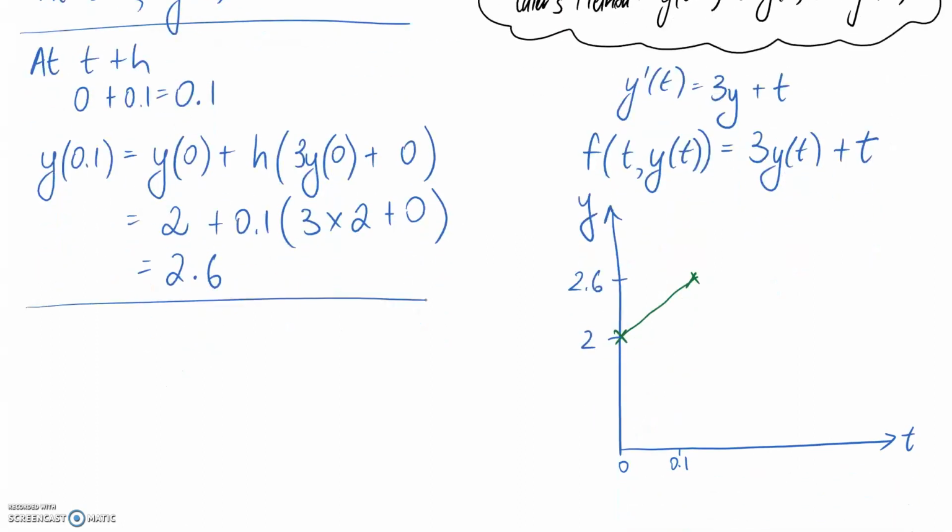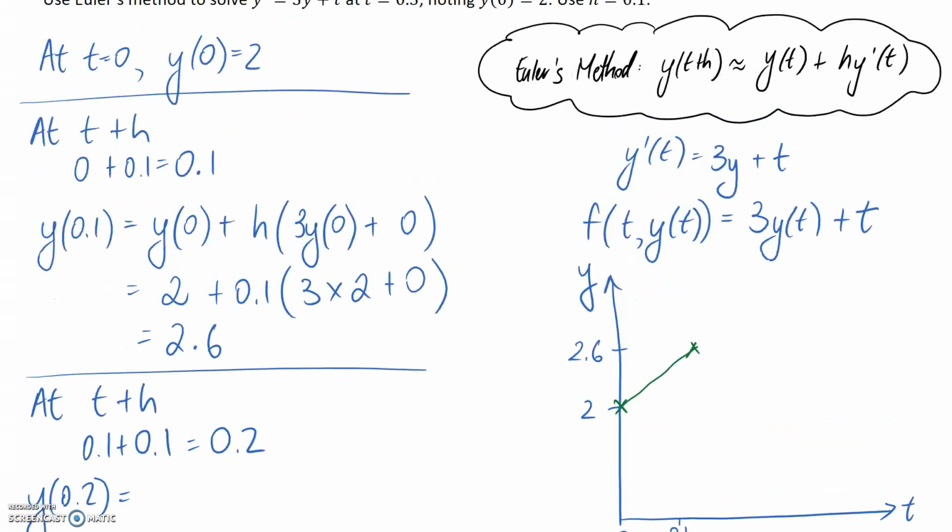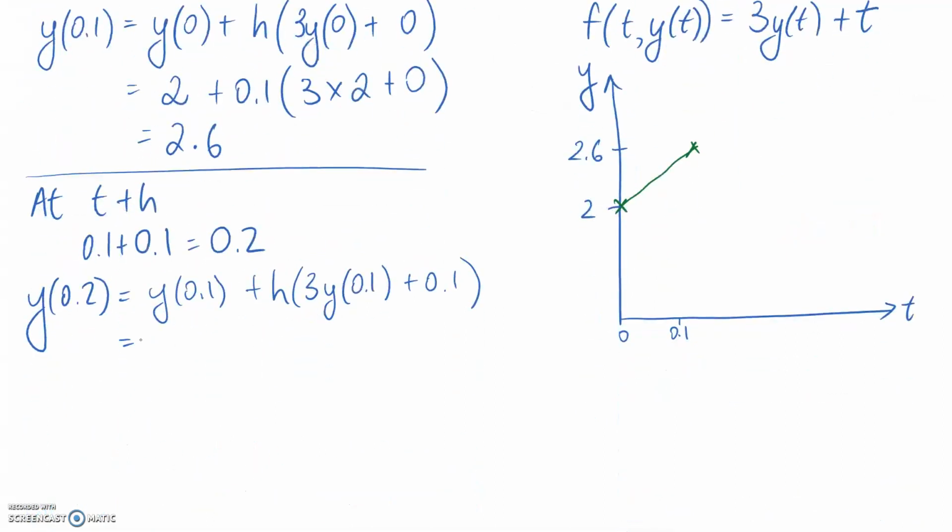So let's go again, taking another step forward to the next point. What we need to draw in is the previous one, which was 0.1 plus h. This is taking us up to 0.2. So y of 0.2 is going to be equal to, again applying Euler's method, y of the previous point, which was 0.1, plus h times the gradient at the previous point. Again, we're going to use this notation: 3 times y of the previous point, which was 0.1, plus the t of the previous point, which was 0.1.